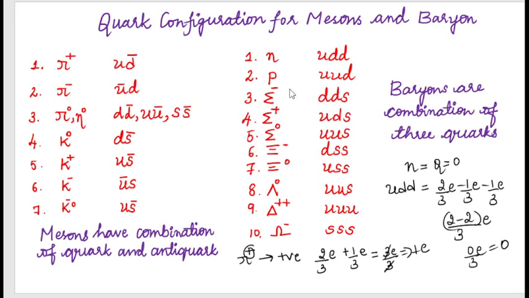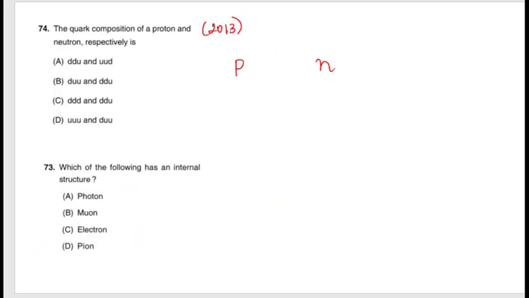Let us see, proton is a combination of UUD, and neutron is a combination of UDD. Okay, so proton is a combination of what? Proton is a combination of UUD, and the neutron is a combination of UDD. Let us see which option is correct.